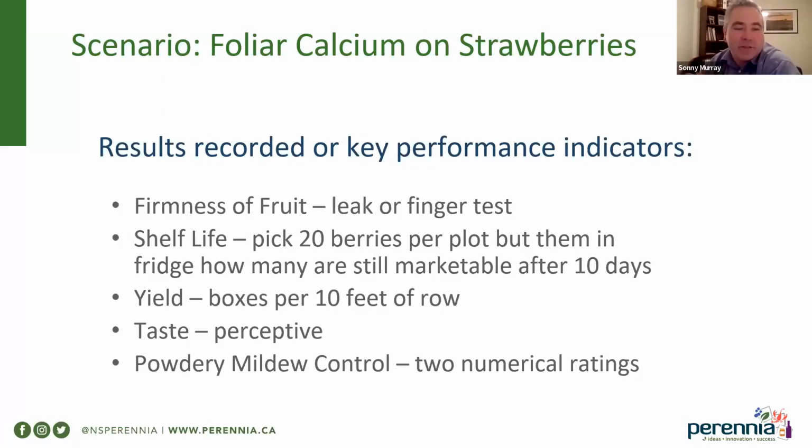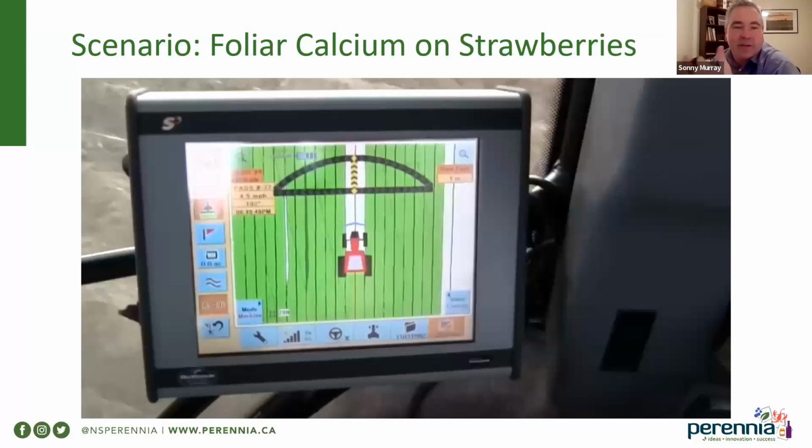One of the products had silicone in it as well. Silicone, depending on the literature, has some effect on fungal diseases. So maybe we want to do ratings on powdery mildew. We can look at each plot and give them a rating of 1 to 10 based on what we see for powdery mildew infection in that plot. So these are all things that we can easily measure and is doable on farm. So far our trial's coming together in the planning stages.